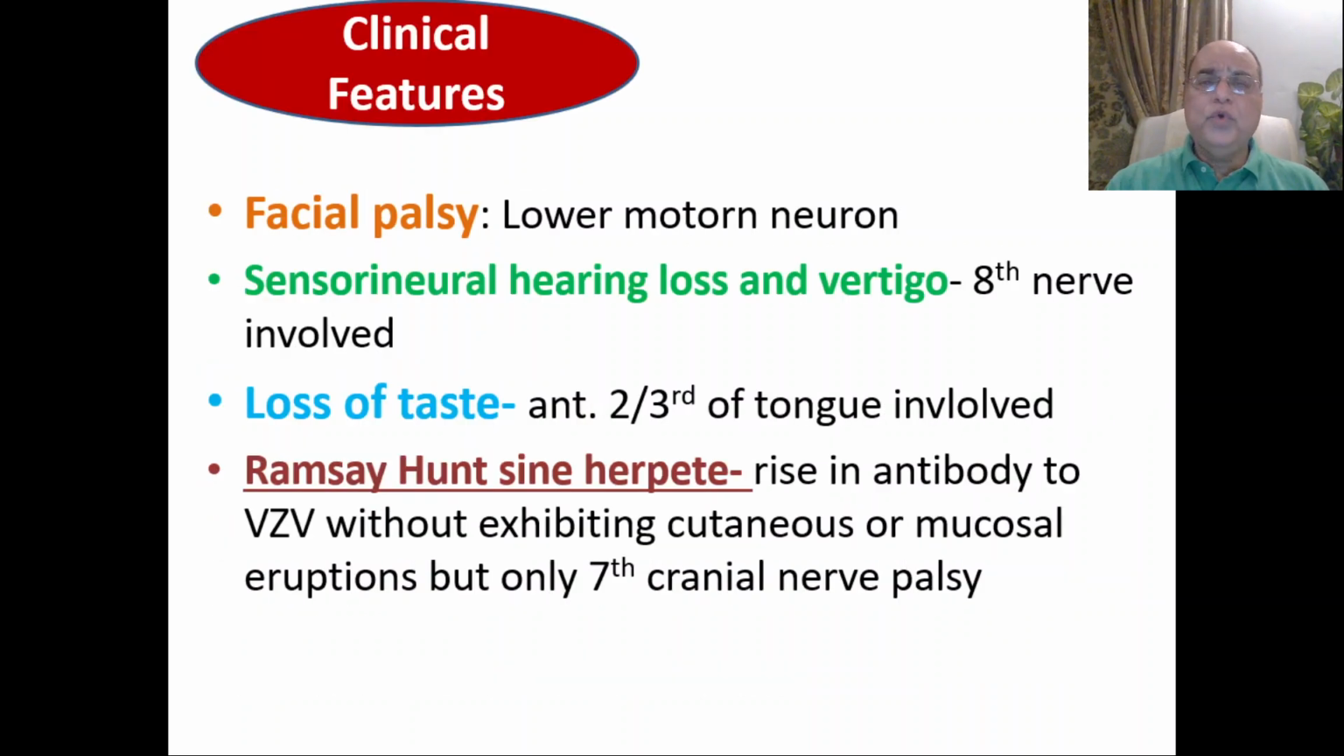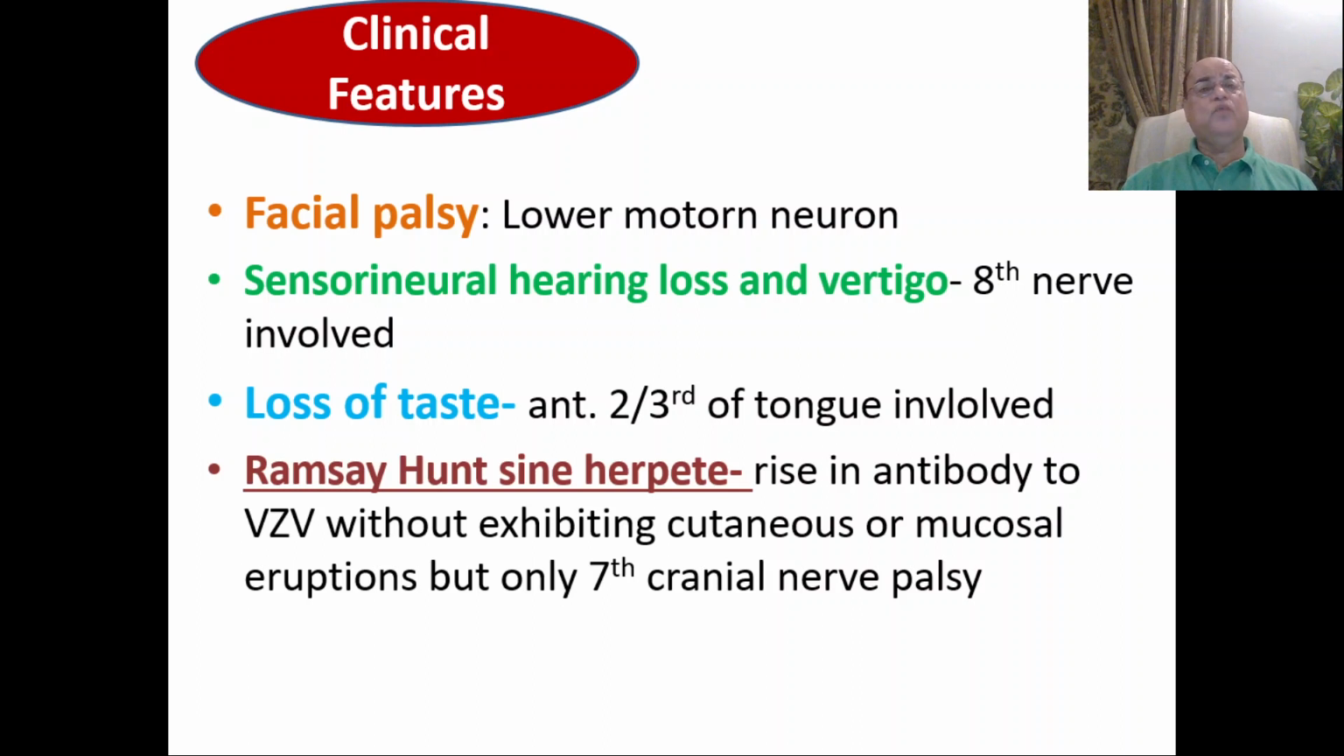Now, as I told you, this virus is dormant in the ganglion of the cranial nerves. So usually it is there in the geniculate ganglion of the facial nerve. So usually the patient may present with facial palsy. This facial palsy will be unilateral and it will be lower motor neuron type. So lower motor neuron, unilateral or ipsilateral facial palsy.